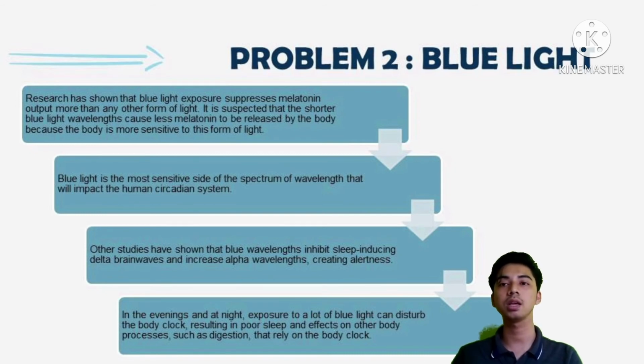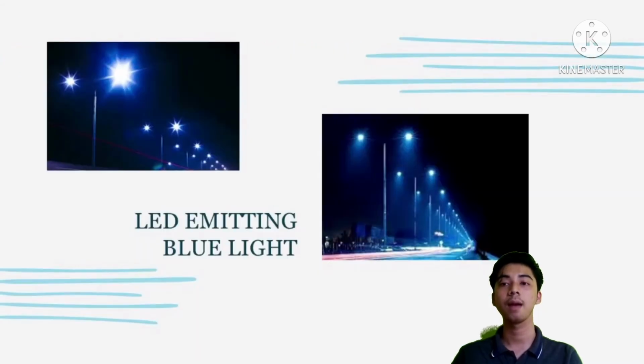Another study by the University of Toronto also found that more melatonin was released in those who wore glasses that block blue light wavelengths than in those who did not during night shift. Other studies have shown that blue wavelengths inhibit the sleep-inducing delta brainwave and increase the alpha wavelength, creating alertness. Thus, in the evening and at night, exposure to a lot of blue light can disturb the body clock, resulting in poor sleep and effects on other body processes, such as digestion, that rely on the body clock. So that is why blue light emitted by LED light became one of the issues and problems in our project.